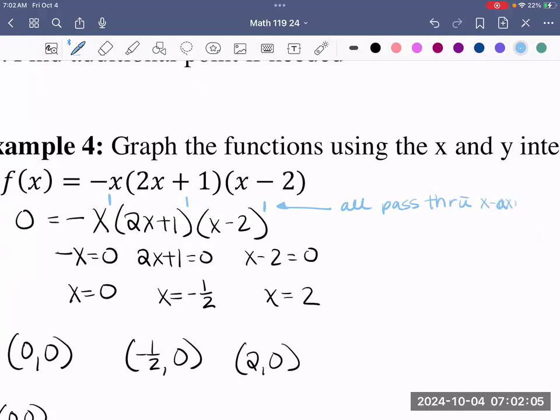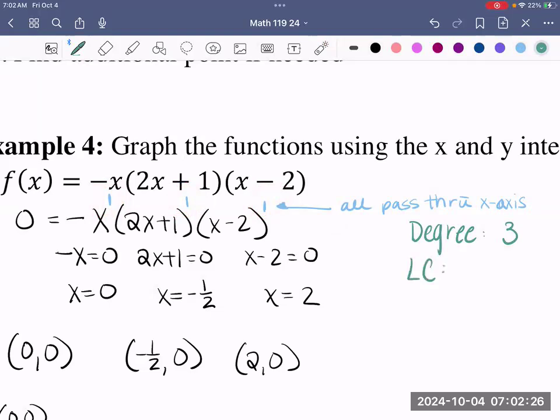x-axis. Because they're a degree of 1, they're all going to pass straight through your x-axis. And even better, when we count up all of your multiplicities, we can figure out the degree. So your degree here, 1 plus 1 plus 1, is 3. So we have a degree of 3.